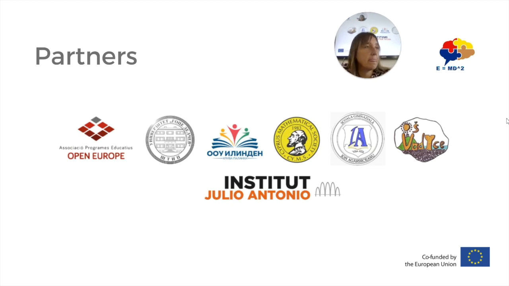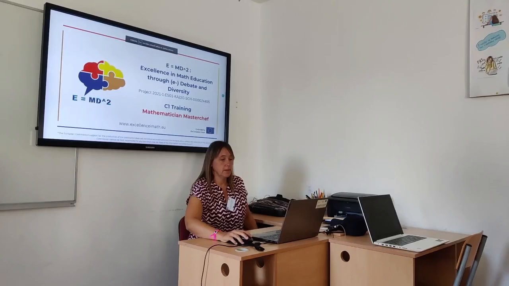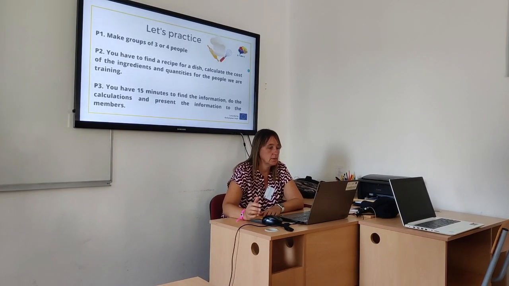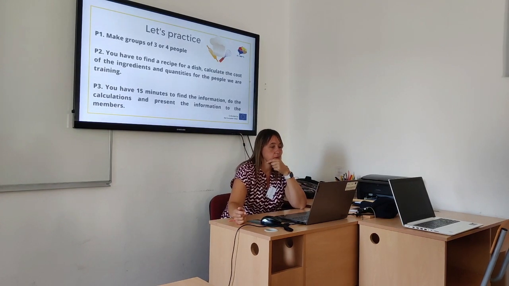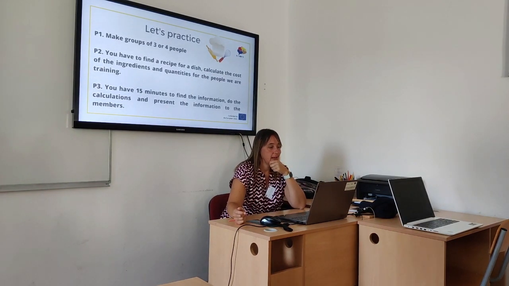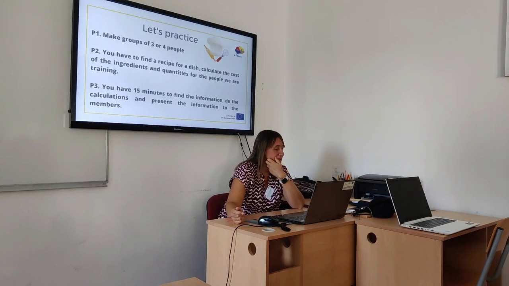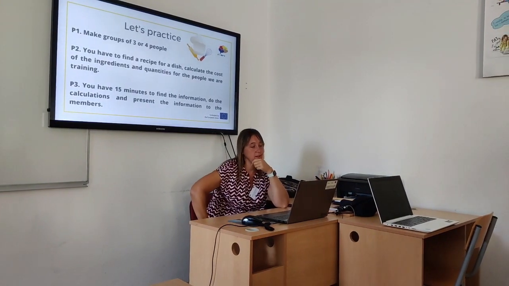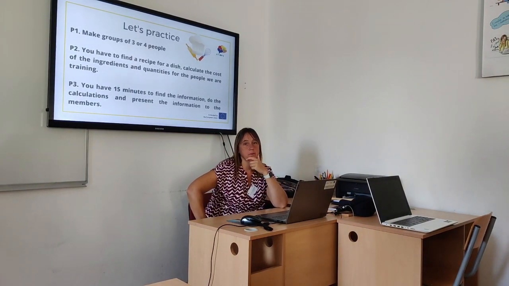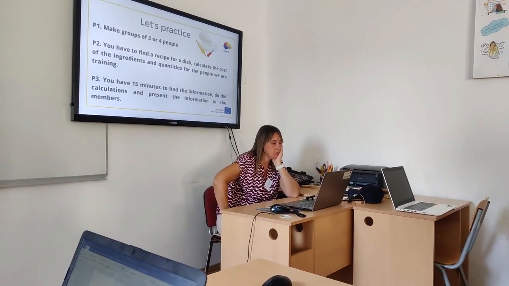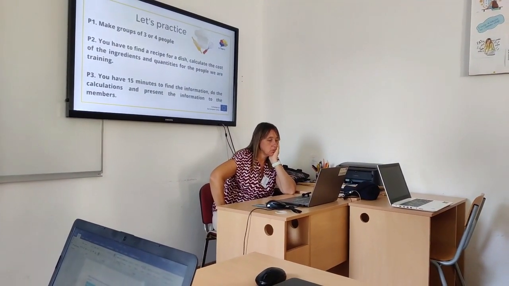Masterchef. Let's make a practice, and I propose that now you make one dish. Now we make groups of 3 or 4 people. Okay. And you have to find a recipe for one dish only, and you must calculate the cost of the ingredients and quantities for the people we are. Okay. How many people are we here? 25, around 25. Okay, 25. You have 15 minutes to find the information, do the calculation, and present the information to the members of this meeting.